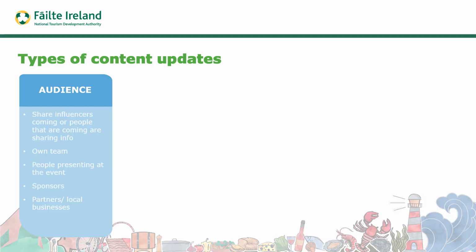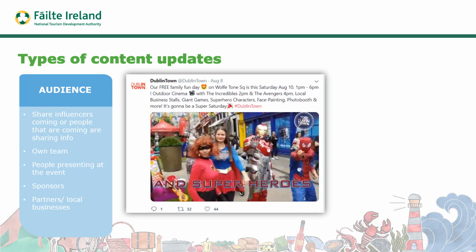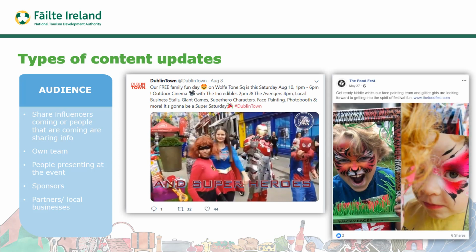Audience is about sharing people like influencers that are coming to the event, details of your own team that are involved in the event, people presenting at the event, sponsors. So it's all about promoting people, other people at the event. Here Dublin Town is talking about free family fun, and they're saying the Incredibles and the Avengers are coming. These are influencers that are going to attract an audience. On the other side, it says get ready, Kitty Winks, face painting girl is coming to town. So again, it's imagery of people coming to the event.